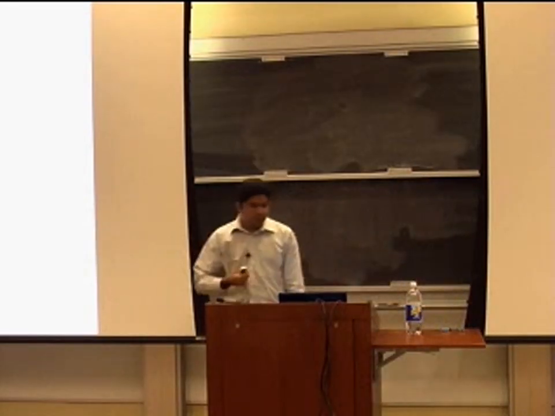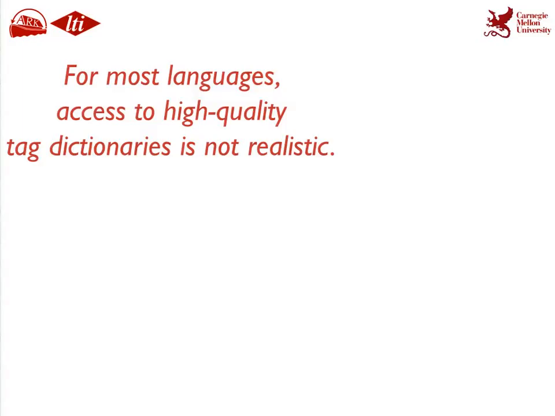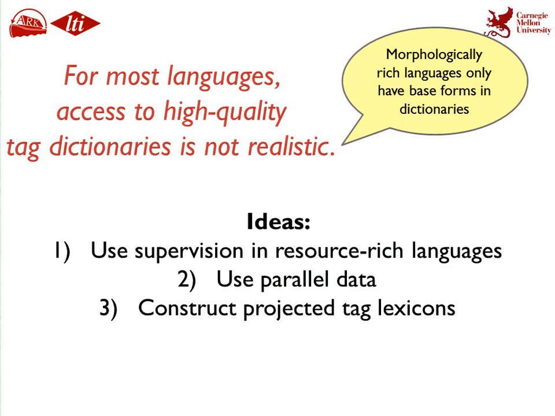So for most languages, access to a tag dictionary is not realistic. This is especially true for morphologically rich languages, which only have base forms in dictionaries. So our idea is to use supervision in resource-rich languages, then use parallel data, and then construct projected noisy lexicons which we can use to constrain the feature HMM.